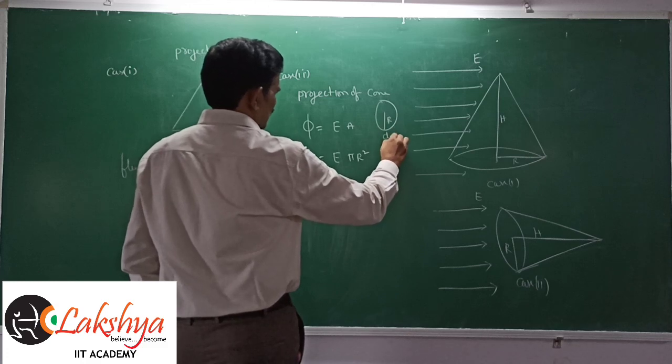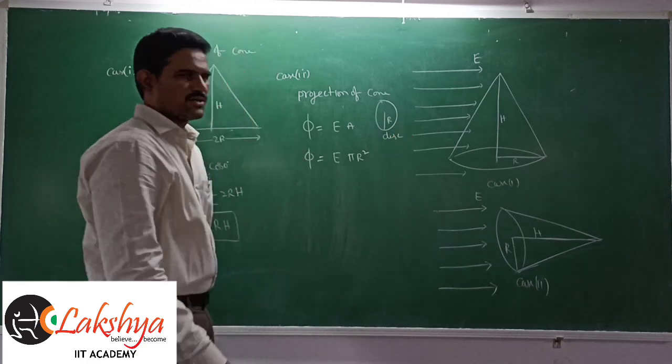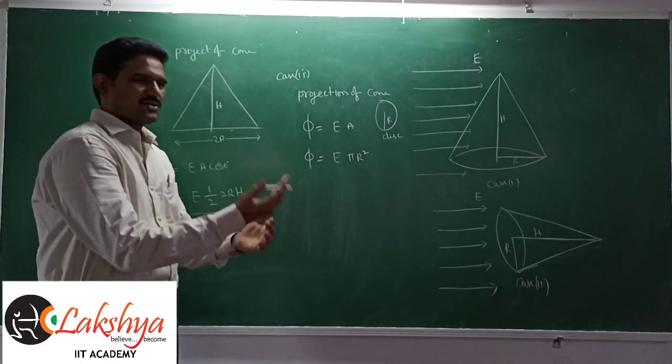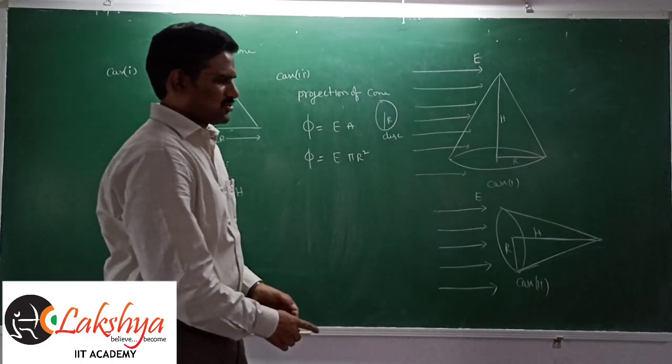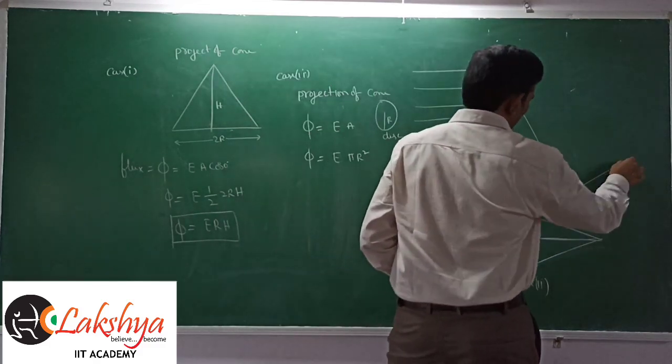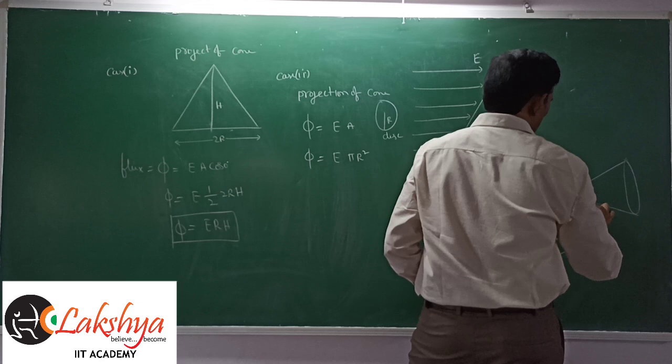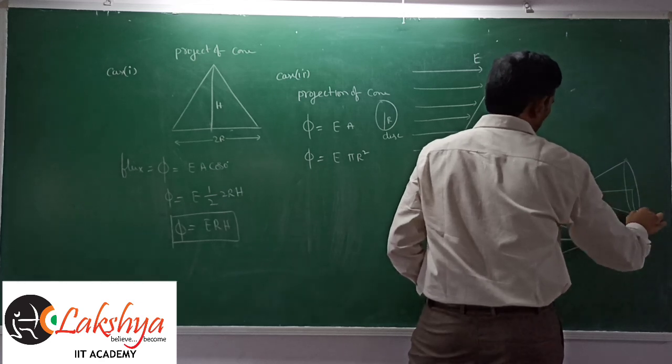Circular disc of radius r, then the flux is E into pi r square. You may place the cone in reverse order. That means you may place the cone like this in the electric field. For example, if the cone is placed like this, in this case also the flux will be the same.